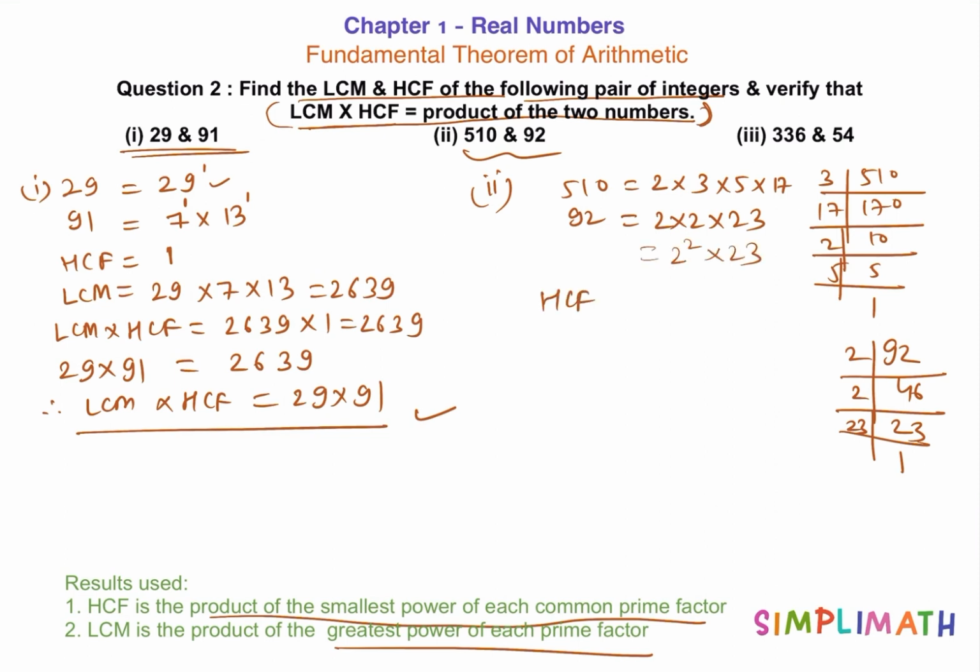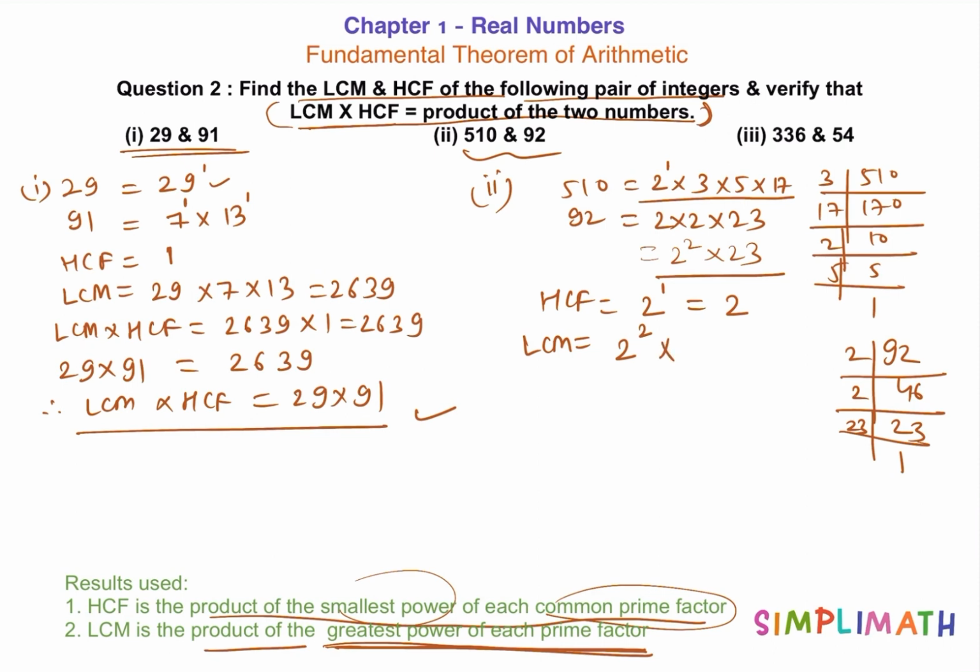Now let's find the HCF. Let's see what's the common prime factor. The common prime factor amongst this and this is 2, and the smallest power. So the smallest among 2 to the power 1 and 2 to the power 2 is 2 to the power 1. So the HCF is 2. Now let's come to the LCM. LCM is the product of the greatest power of each prime factor. Okay, so we have 2 square into 3 into 5 into 17 into 23.